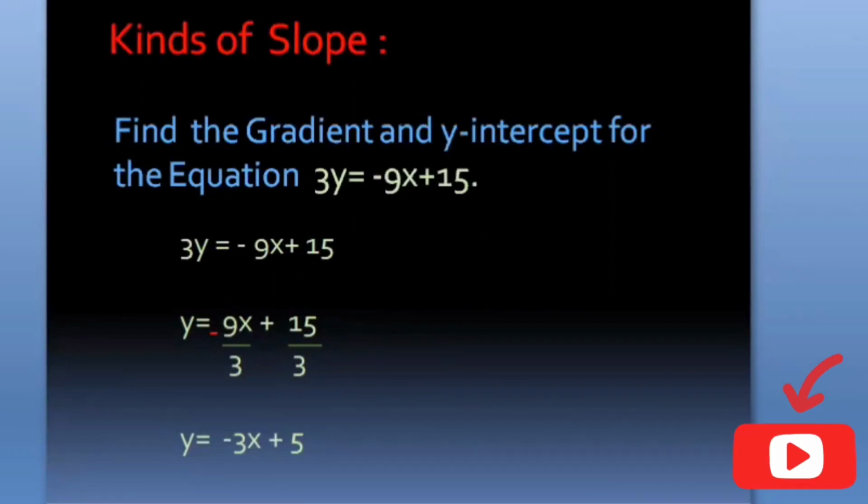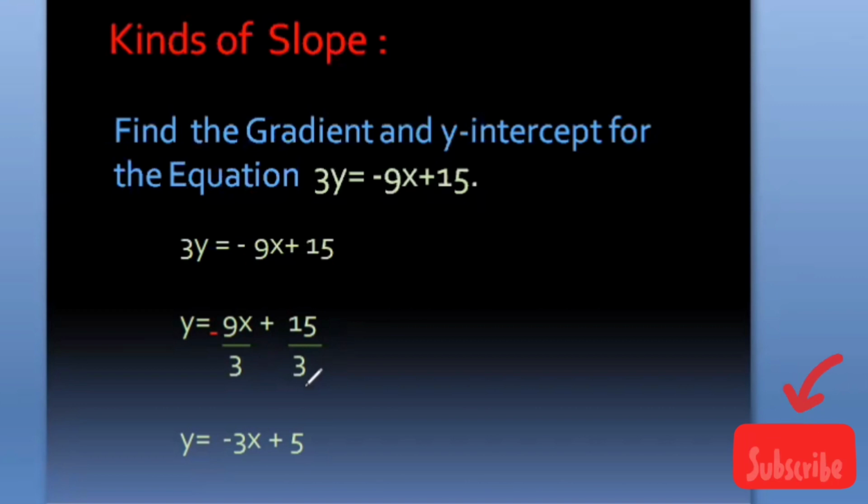In this video, we are going to learn about the kinds of slope. What is slope? Slope is a measure of incline of a line. For explaining the kinds of slopes, for each kind, I am going to take one example before explaining the kind of slope. So here we go.